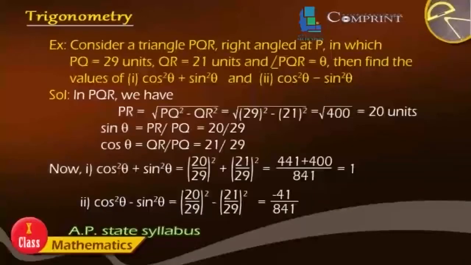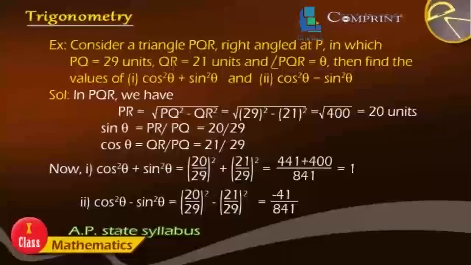Example: consider a triangle PQR right angled at P, in which PQ is equal to 29 units, QR is equal to 21 units, and angle PQR is equal to theta. Then find the values of 1. Cos square theta plus sin square theta, and number 2. Cos square theta minus sin square theta.